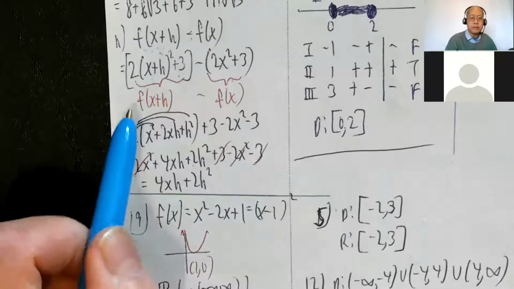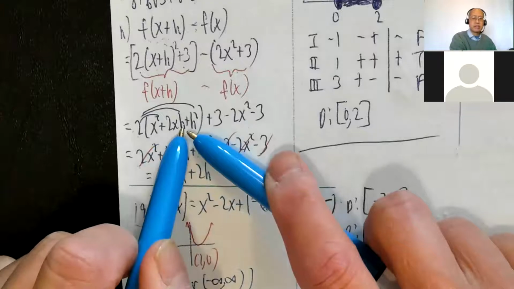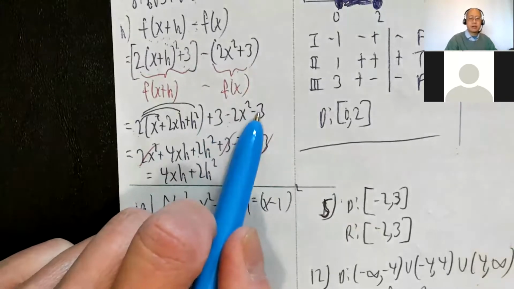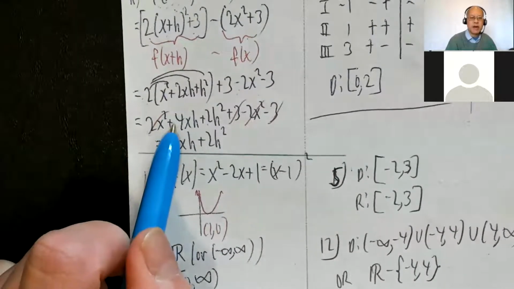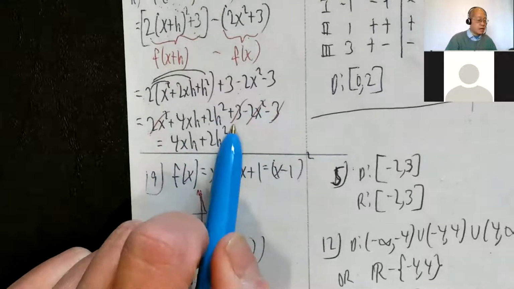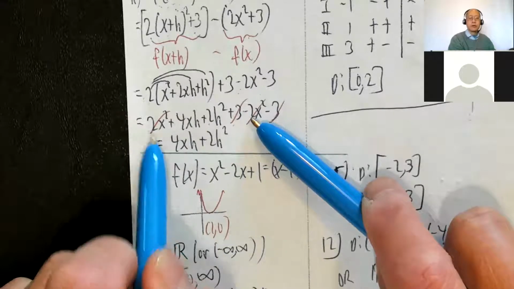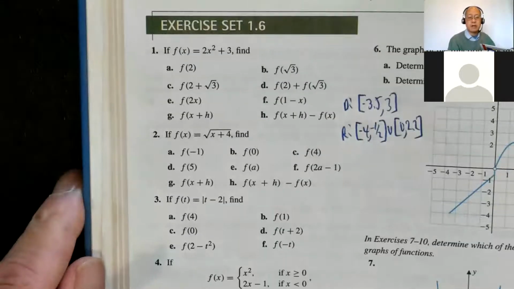So now I just do that heavy-duty algebra. 2 times (x plus h) squared is 2 times x squared plus 2xh plus h squared, and leave alone the plus 3. Distribute the minus: minus 2x squared minus 3. And I distribute the 2: 2x squared plus 4xh plus 2h squared. Copy the rest of it. And then it looks like the 3's cancel out, and 2x squared cancels out. So all I have left is 4xh plus 2h squared. Right, so that's how to do those kinds of problems. Just plug in. I did several of those problems, you take it from there.